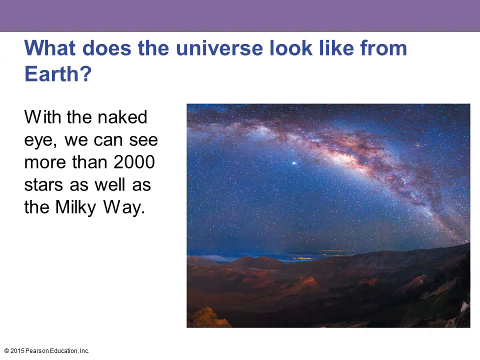What does the universe look like from Earth? Well, with the naked eye we can see about 2,000 stars, but that lighter band of gas and dust that you see going from upper left to lower right is the Milky Way galaxy. So that's something we'd be able to see on a clear night in an area that has very little light pollution.